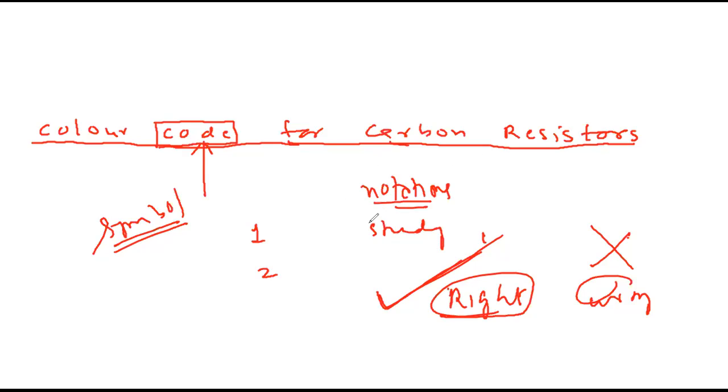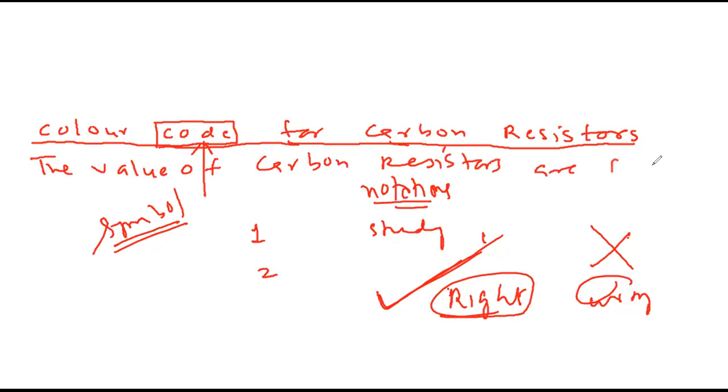Yes, sir. Okay, just write 2-3 lines. The value of carbon resistors are found by color code method. Found by color code method. The value of carbon resistors are found by color code method.